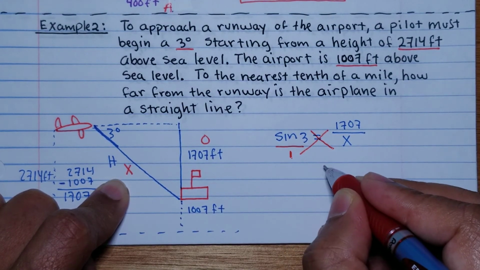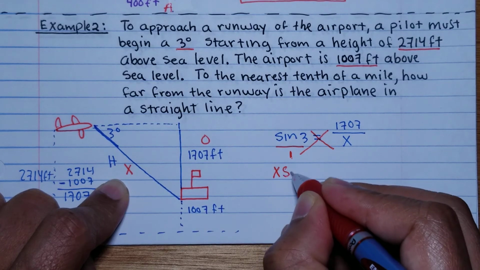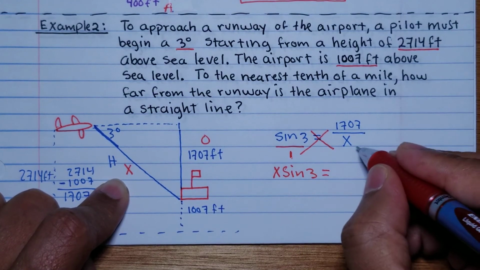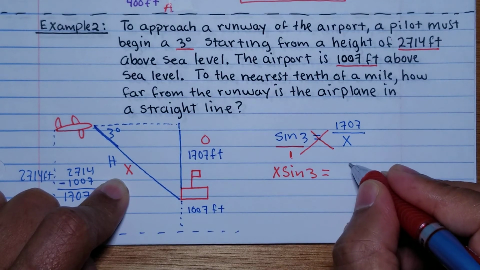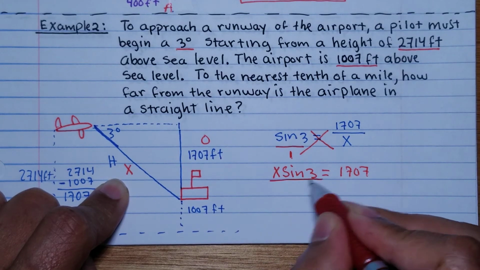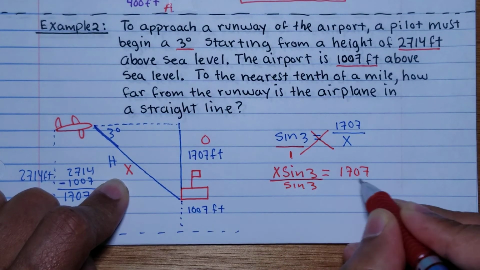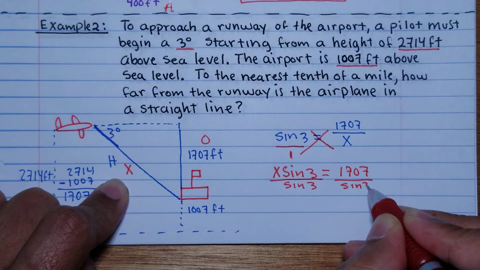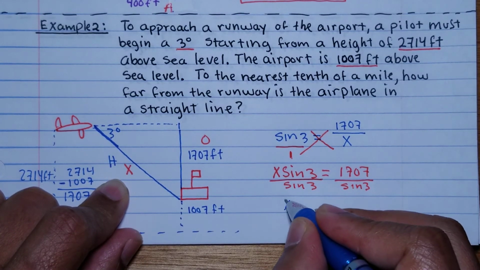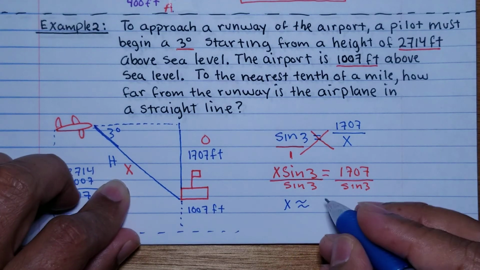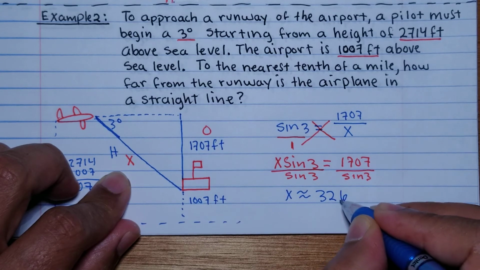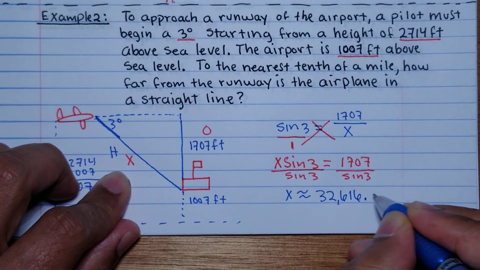So then we have x sine of 3 equals 1,707, and then divide by sine of 3. And when you enter this in your calculator, it's going to give you approximately 32,616.2.